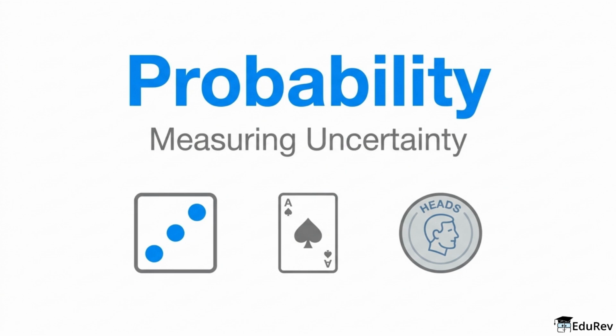Hello everyone. Today we will be studying the chapter on probability, focusing on the absolute fundamentals. Whether we are rolling a die, drawing a card, or flipping a coin, we are going to learn exactly how mathematicians go about measuring uncertainty. To get started, let's define exactly what we mean when we use the word probability.